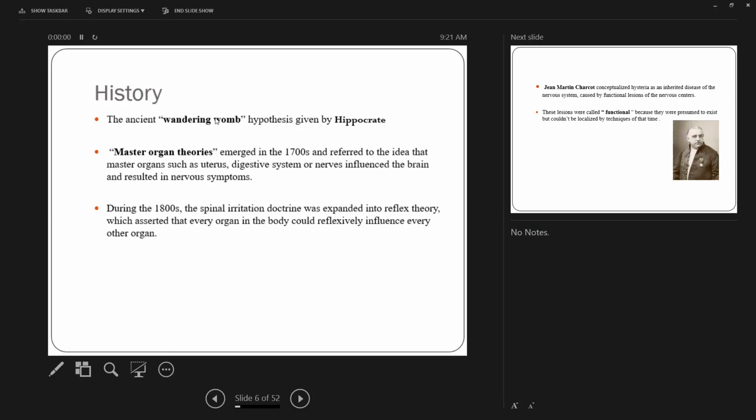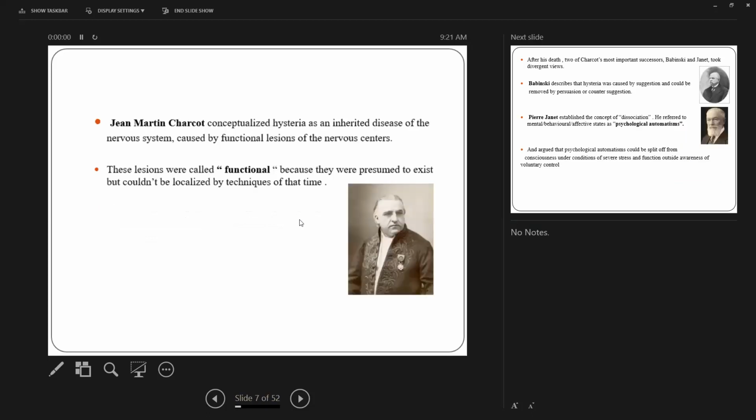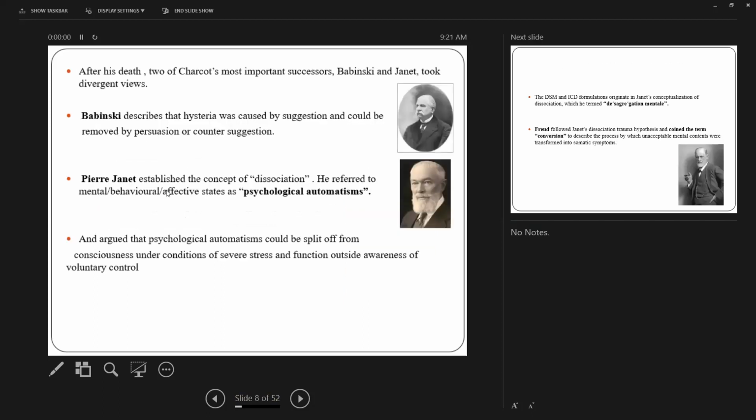And during the 1800s, the spinal irritation doctrine was expanded into a reflex theory, which asserted that every organ in the body could reflexively influence every other organ. Then Jean-Martin Charcot conceptualized hysteria as an inherited disease of the nervous system caused by functional lesion of nervous centers. So they call them functional lesions because they were presumed to exist but couldn't be localized by the techniques of that time. And after the death of Charcot, his two successors, Babinski and Janet, took two divergent views.